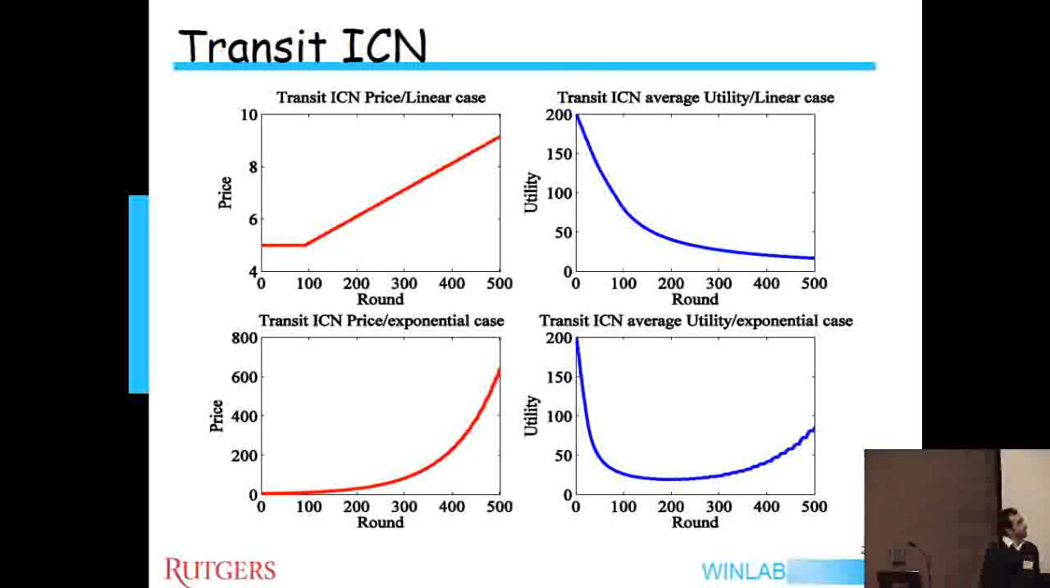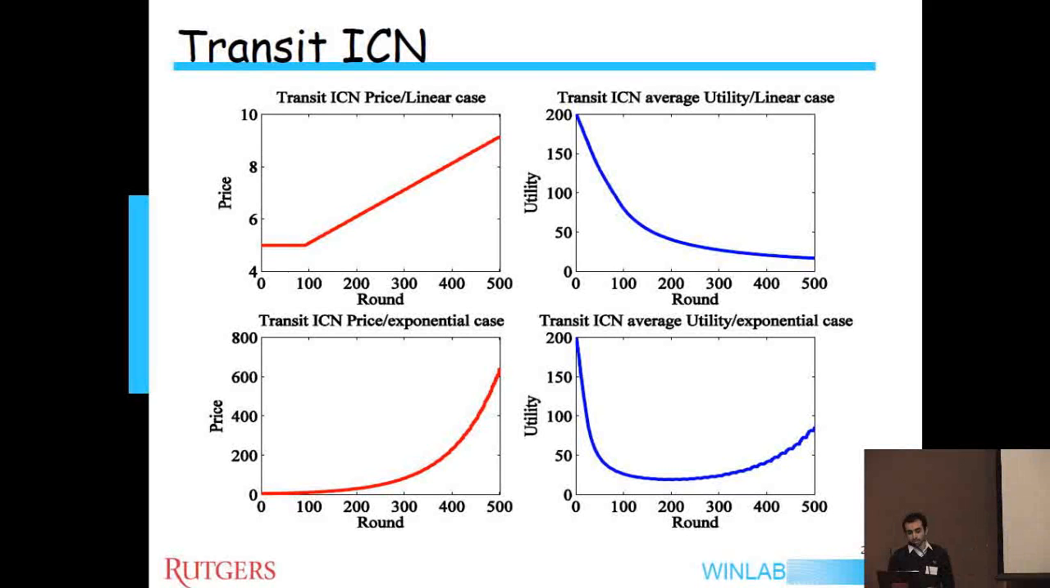And the utility for the linear case started decreasing to some point. At some round, it will converge to a stable point. But for the exponential case, it starts to decrease, but after some time it starts increasing again. The reason is the same as the reason I told for the access ICN: the difference between CC and CO, because both of them grow exponentially. Then after some time, the utility for transit ICN also increases unboundedly.